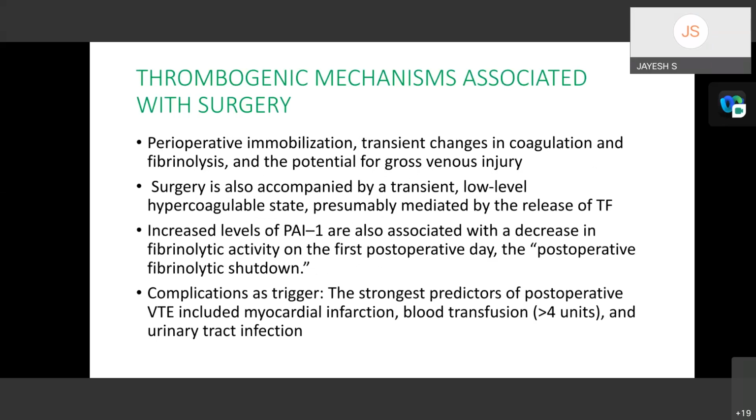venous injury. Surgery is accompanied by a lower level hypercoagulable state, which is mediated by the release of tissue factor, and there will be increased levels of plasminogen activator inhibitor 1. It is observed during the first post-operative day, and is called post-operative fibrinolytic shutdown. The strongest predictors of post-operative venous thromboembolism include myocardial infarction, blood transfusion of more than 4 units, and urinary tract infection.